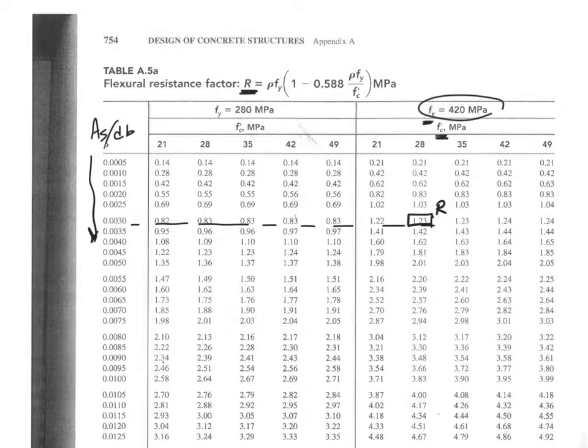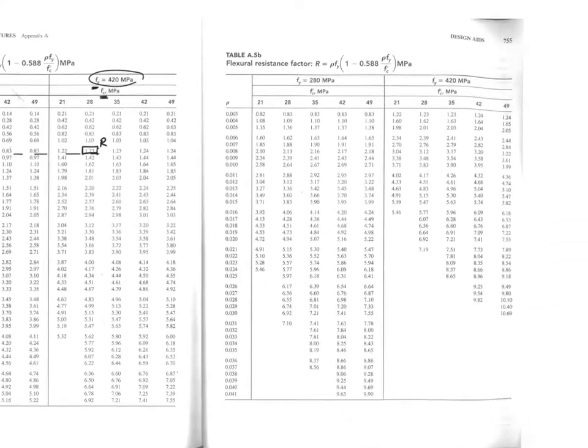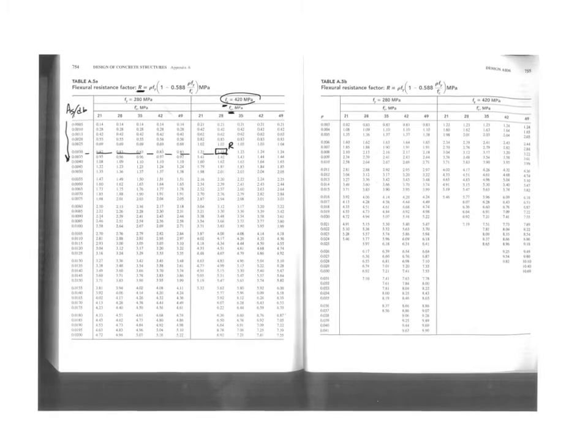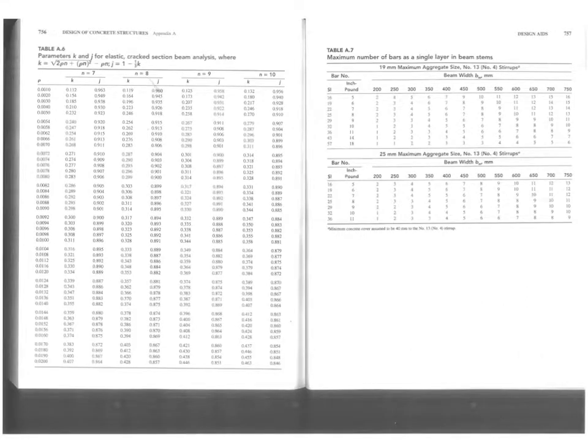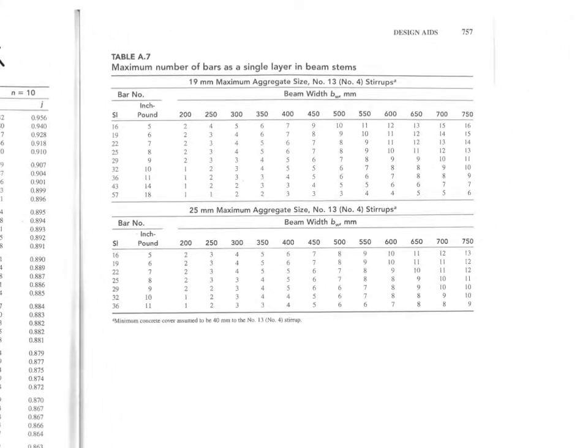Okay, and then you go for the B, continuing with the values of rho, and at one point rho disappears. So this is table A5. Going to table A6, we will not use the crack sections. So table A6 is not part of your calculation. A7 and A8 are very handy, very nice.